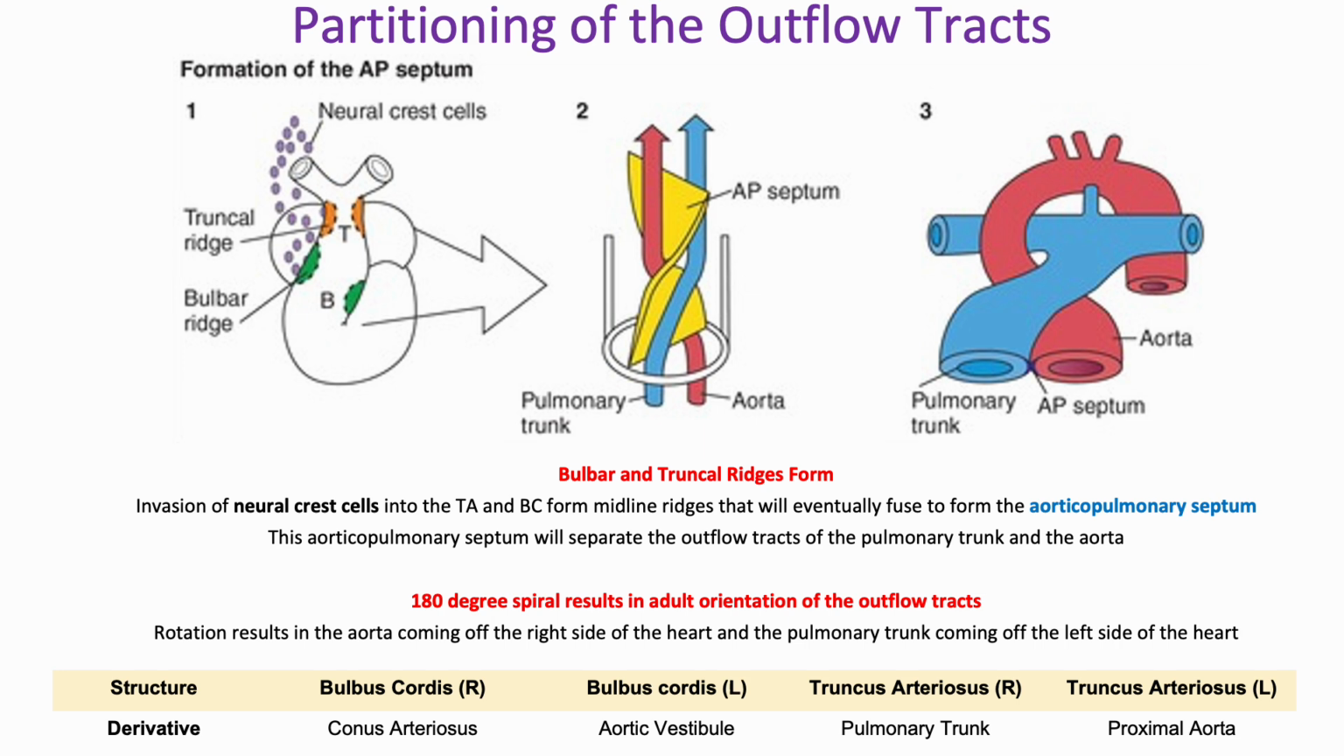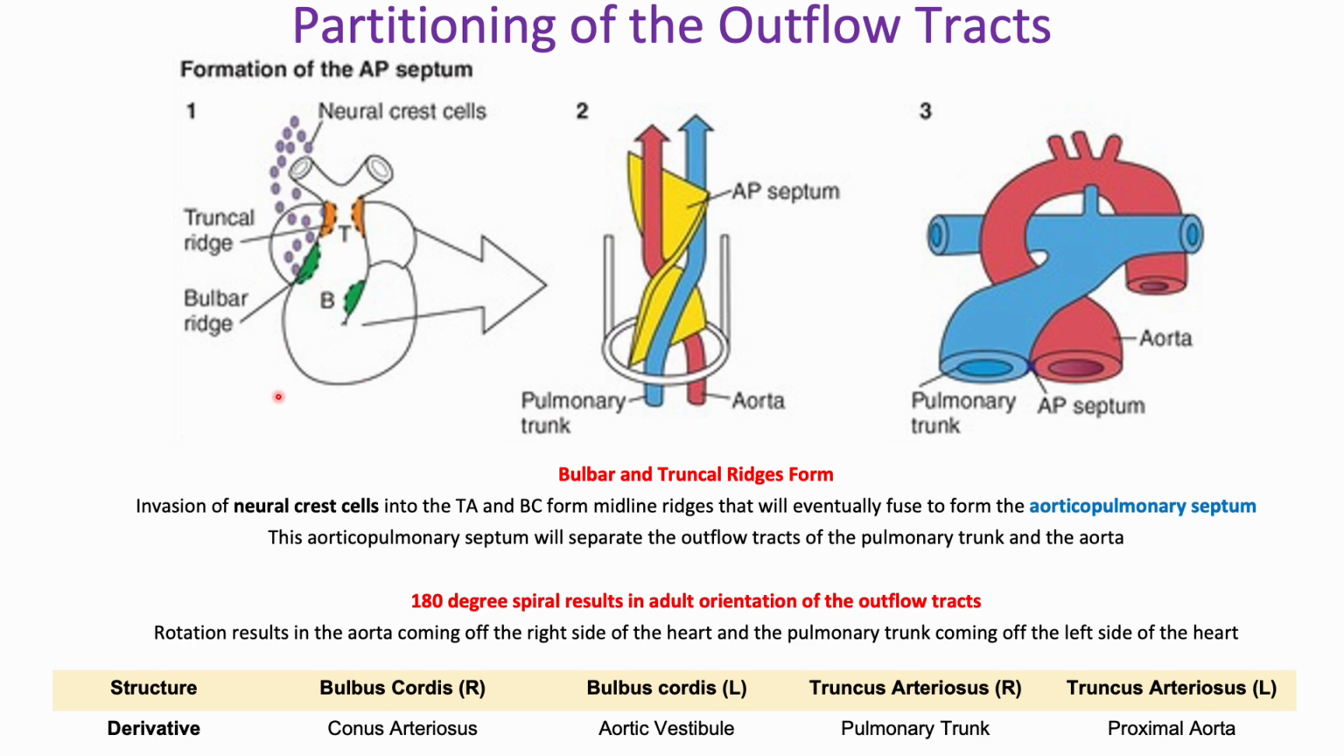Okay, so I mentioned we're going to talk about the aorticopulmonary septum. This is where this comes up, and partitioning the outflow tracts. So remember, the outflow tracts are really going to be derived from the truncus arteriosus and bulbus cordis, because the truncus arteriosus is going to give rise to the proximal aorta and the pulmonary trunk, whereas the bulbus cordis is giving rise to the regions within the ventricles that are then going to go into the aorta and pulmonary trunk. So that's the conus arteriosus and aortic vestibule.